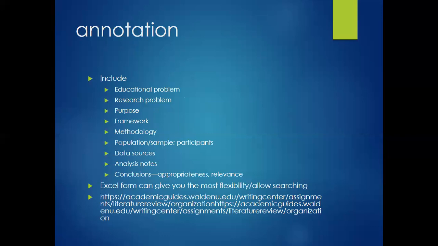Your annotation, if you choose to do it as an annotation, when you take notes for all of the articles that you read, will include notes on things like the educational or social problem that's underlying the issue, the research problem or the gap in the literature that the individual was looking at in the article that you read, the purpose that they identified, the framework they used, the methodology, the population and sample and participants, the data sources, analysis notes, and the conclusions. You're going to not just note what they say those things are, but also whether or not they're appropriate or what might have been better.